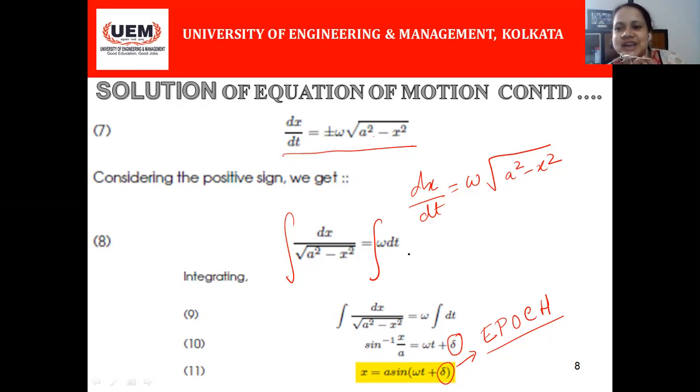So we have been able to solve the equation of motion of a simple harmonic oscillator and find its resultant displacement. More on this issue in our next lecture.